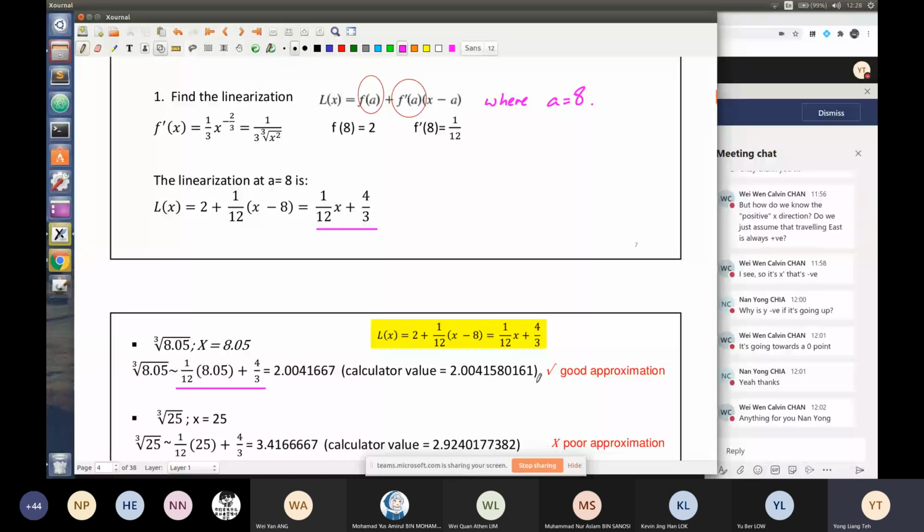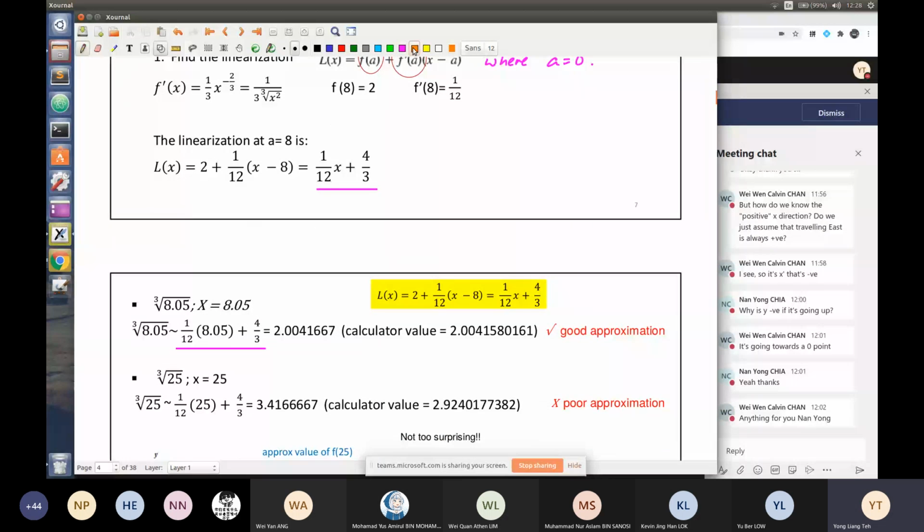This good approximation is expected, since x equals 8.05 is very close to a equals 8, the expansion point. So if you zoom in there, you cannot even tell the difference between the curve itself and the tangent line. So that's to be expected, the good approximation.